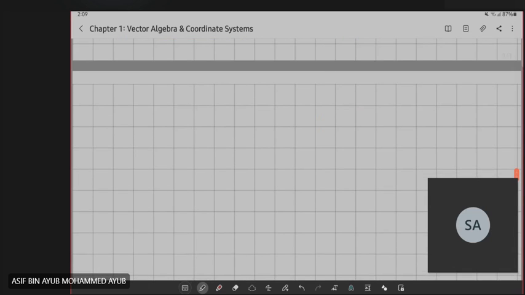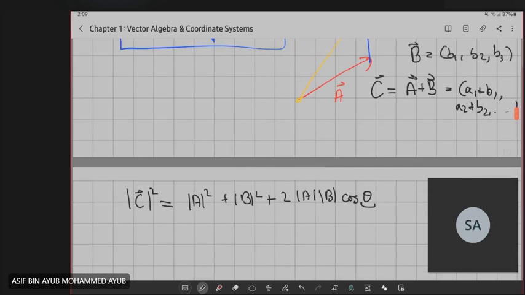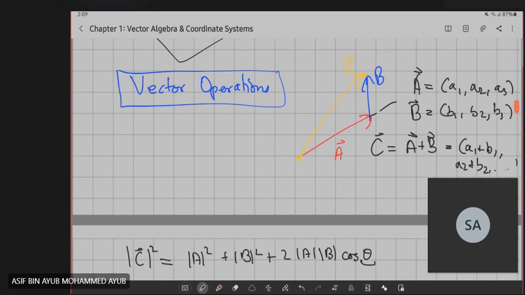Now, what if I want to know how long the vector C is? I want to find its magnitude. How do I find it? The way I find it is using something called the cosine law. This is how it looks, the cosine law. And this angle theta in this figure, you should keep this in mind, it's not this one. It's the theta here between A and B.